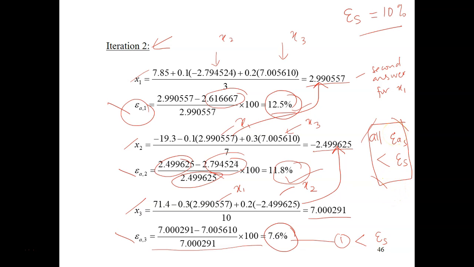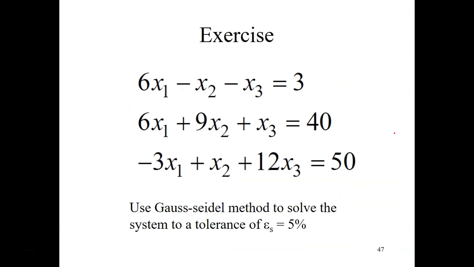Alright? So what I want you to do is try this on your own. This is very simple. Use the Gauss-Seidel method to solve the system to an ES of 5%. So please try this and we will discuss the answer in our next meeting.